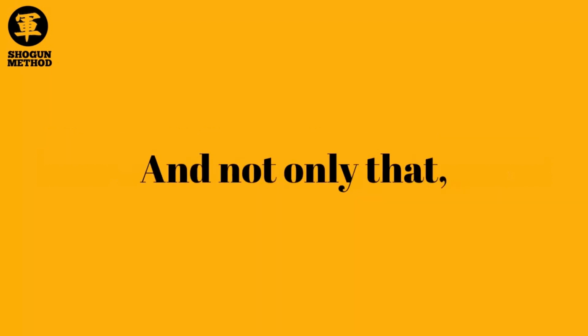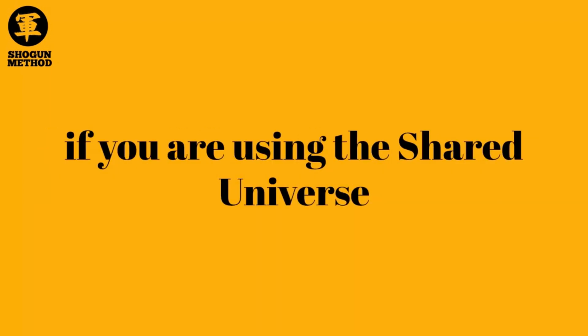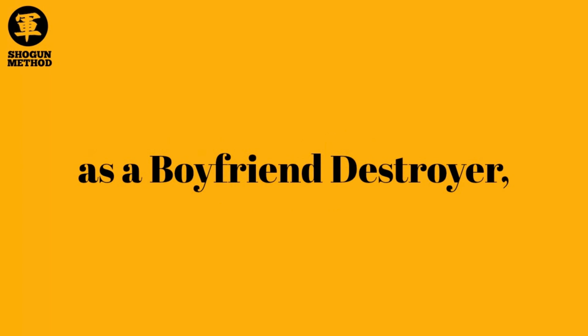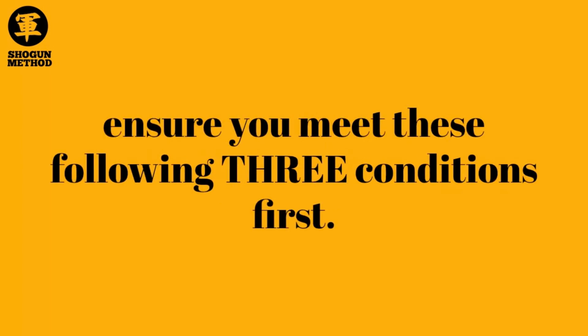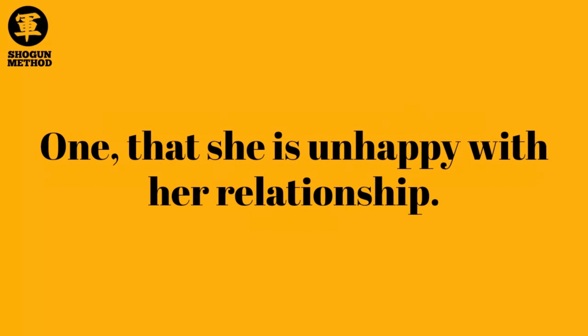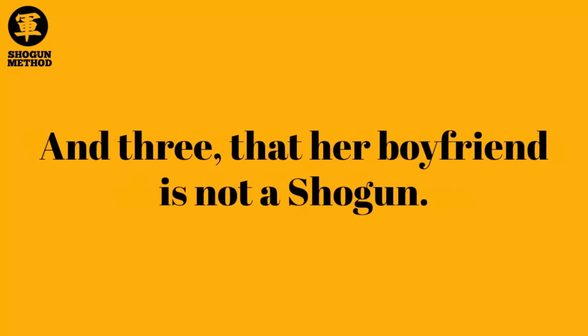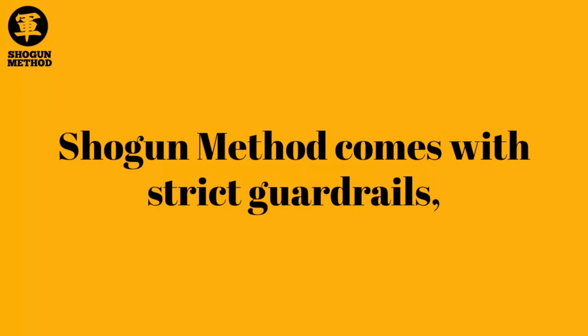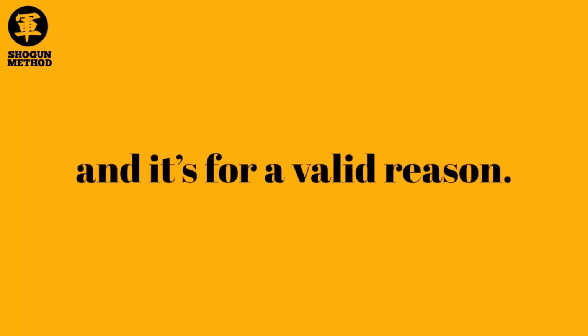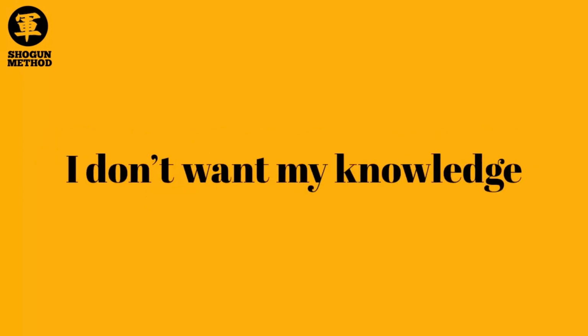And not only that, if you are using the shared universe as a boyfriend destroyer, ensure you meet these following three conditions first. 1. That she is unhappy with her relationship. 2. That her boyfriend is not a close buddy of yours. And 3. That her boyfriend is not a shogun. As you'll notice, Shogun Method comes with strict guardrails, and it's for a valid reason. I don't want my knowledge to be abused to cause harm to women.